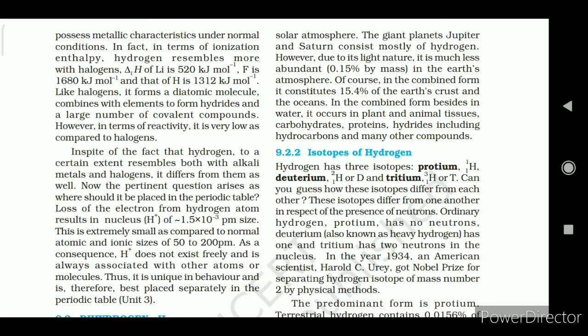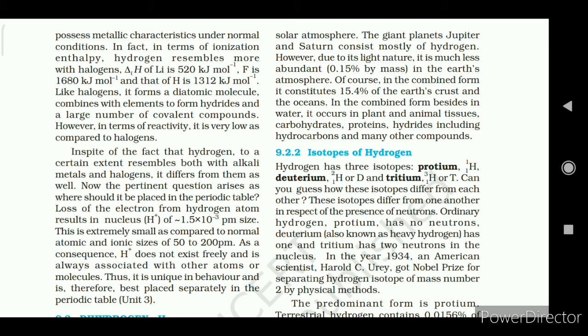Ionization enthalpy of lithium is 520 kJ per mole, fluorine is 1680 kJ per mole, and that of hydrogen is 1312 kJ per mole. Like halogens, it forms a diatomic molecule, combines with elements to form hydrides and a large number of covalent compounds. However, in terms of reactivity, it is very low as compared to halogens.